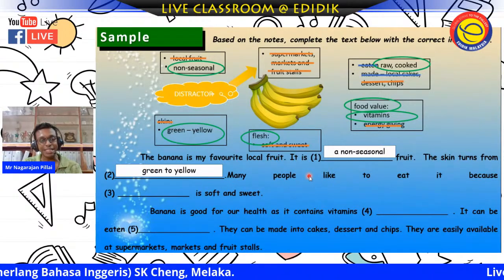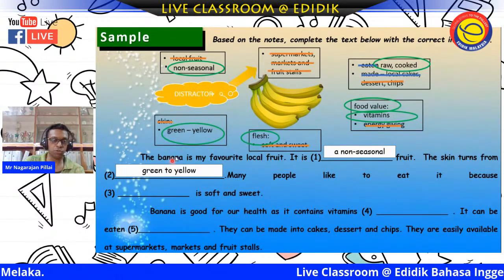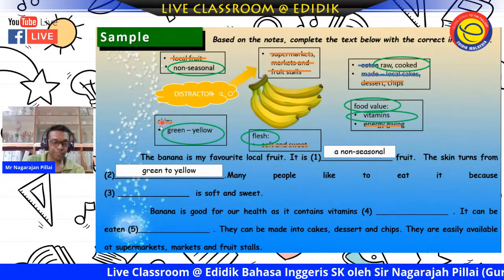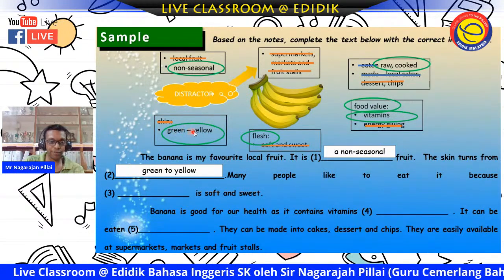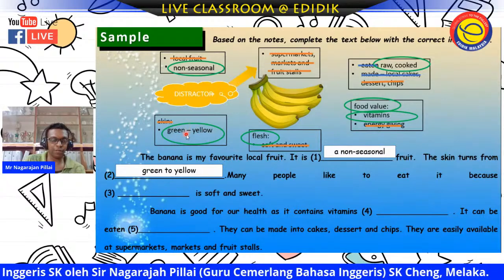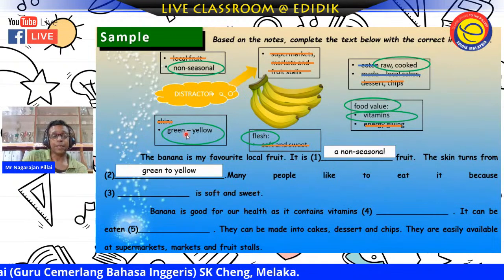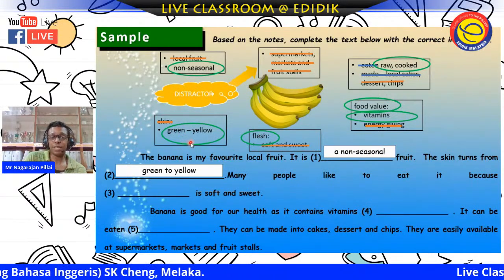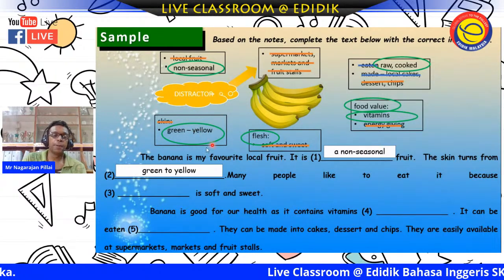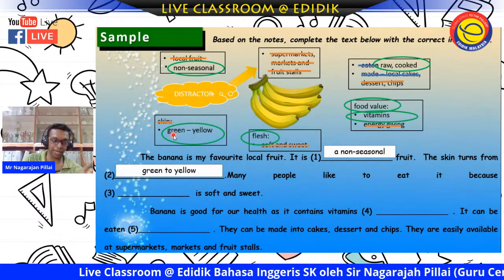Green to yellow. Now, you look at this. This phrase, green to yellow, is from the box here. Okay, skin. This box: skin, green, hyphen, yellow. There is no such thing as a hyphen for the words green, yellow. I'm not saying that there is no hyphen in English words. We do have words with hyphens, but for this particular phrase, green, yellow, we don't use a hyphen.